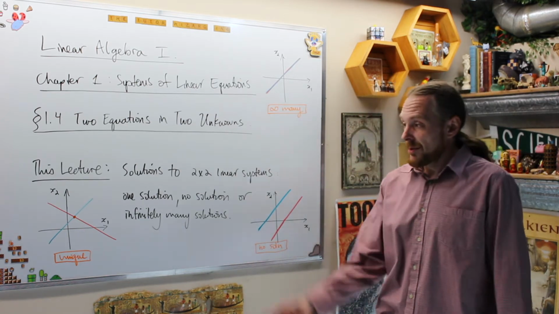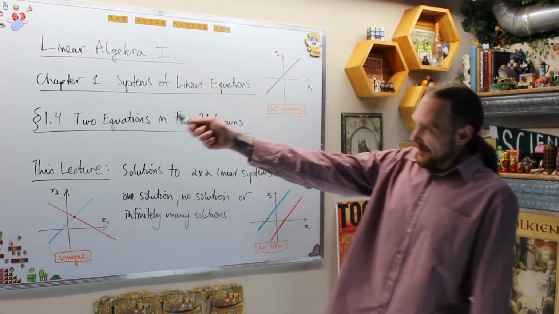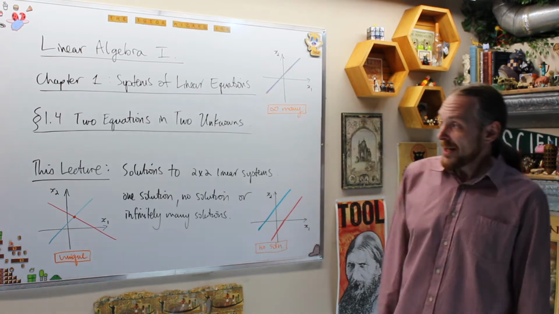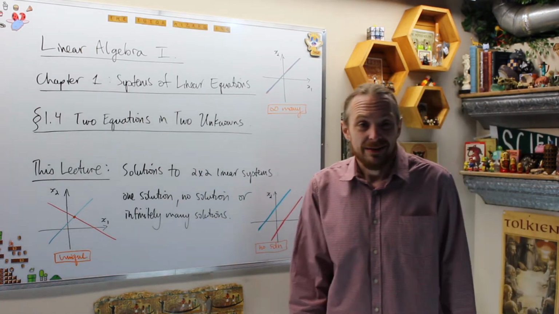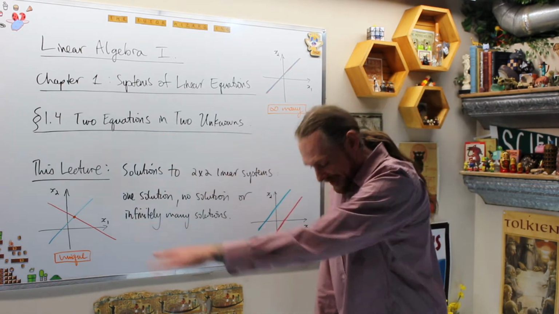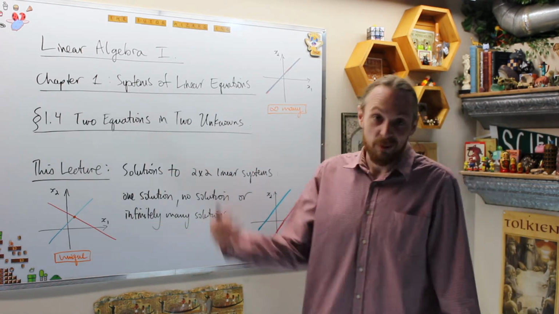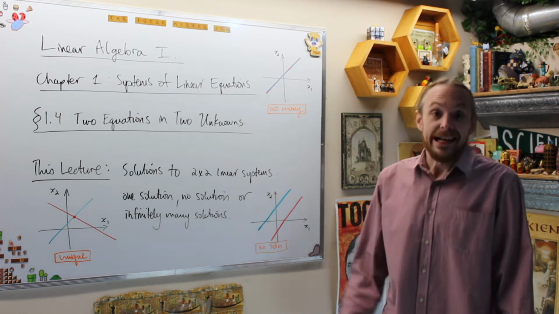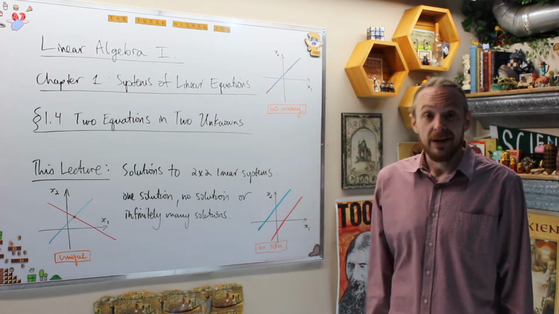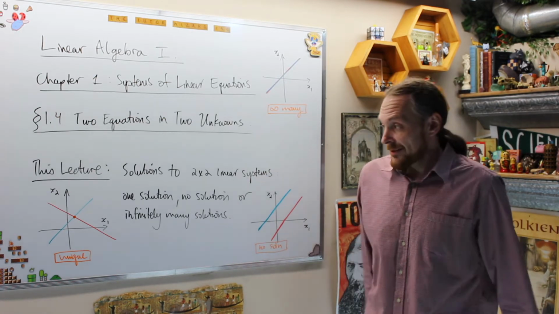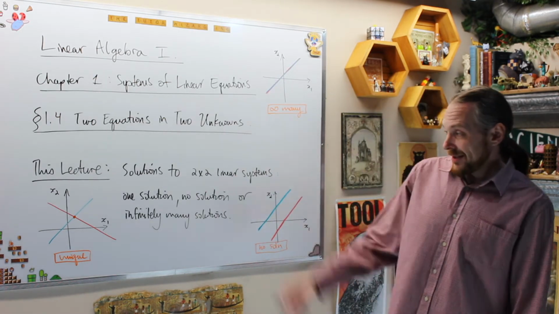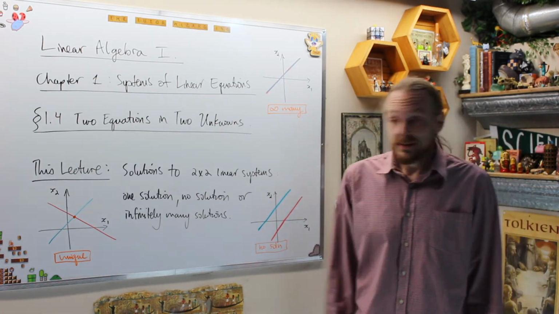We're doing linear algebra. Chapter 1, we're doing systems of linear equations. Section 1.4 is going to be 2 equations and 2 unknowns. And then don't worry, we're not going to have a million sections of doing all the cases. 1.5 will be m equations in n unknowns, and then we'll do the general scenario. Then we'll give you all the definitions of what's going on in the general cases. But today, what we're going to do in this lecture is solutions to 2x2 linear systems.